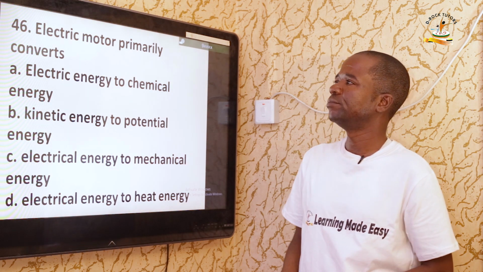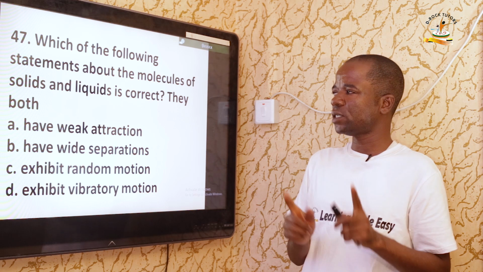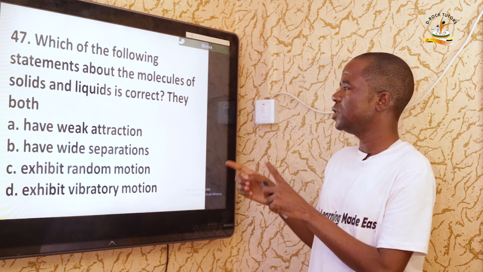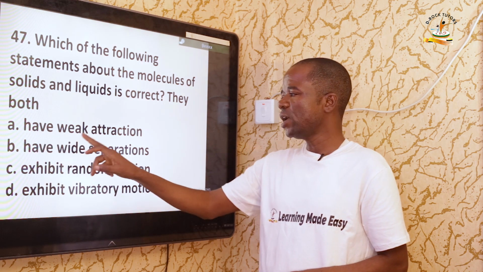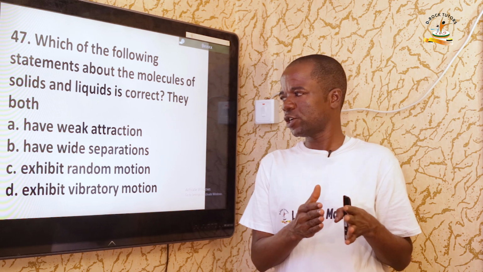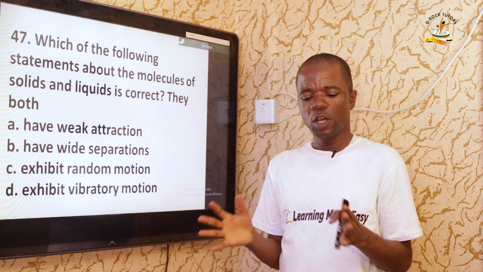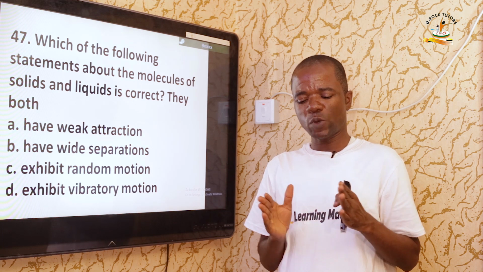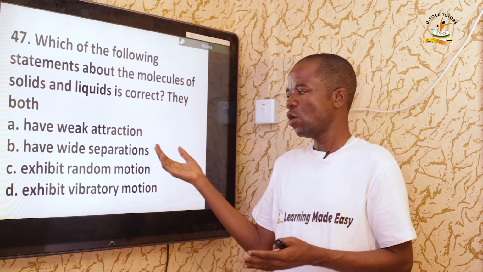Number 47. Which of the following statements about the molecules of solids and liquids is correct? Option A, they both have weak attraction? No. It is the molecules of gases that have weak attraction. Option B, have wide separations? Not at all, because the molecules of liquids and solids are actually very close together. So the separation between them is actually very small, not wide.